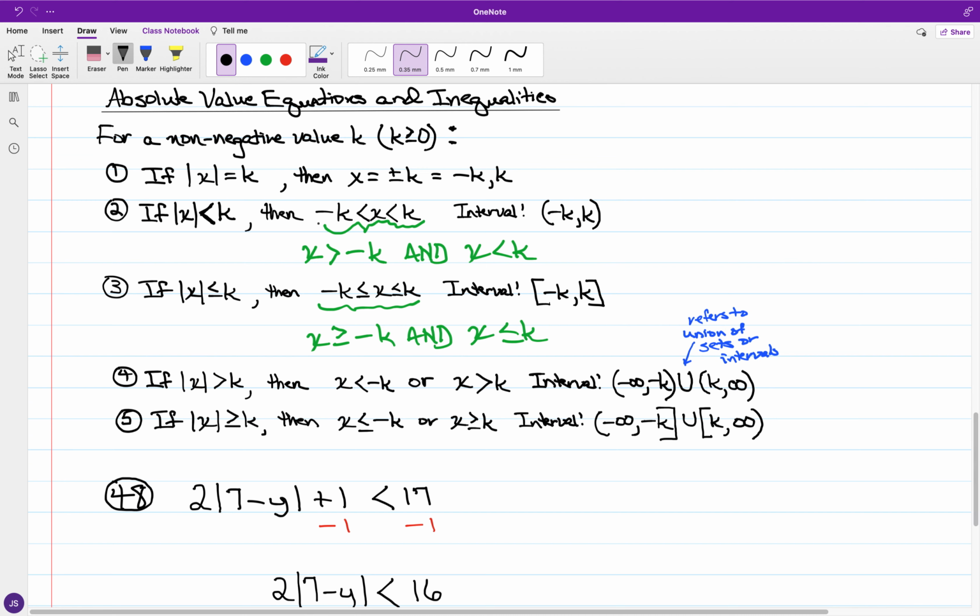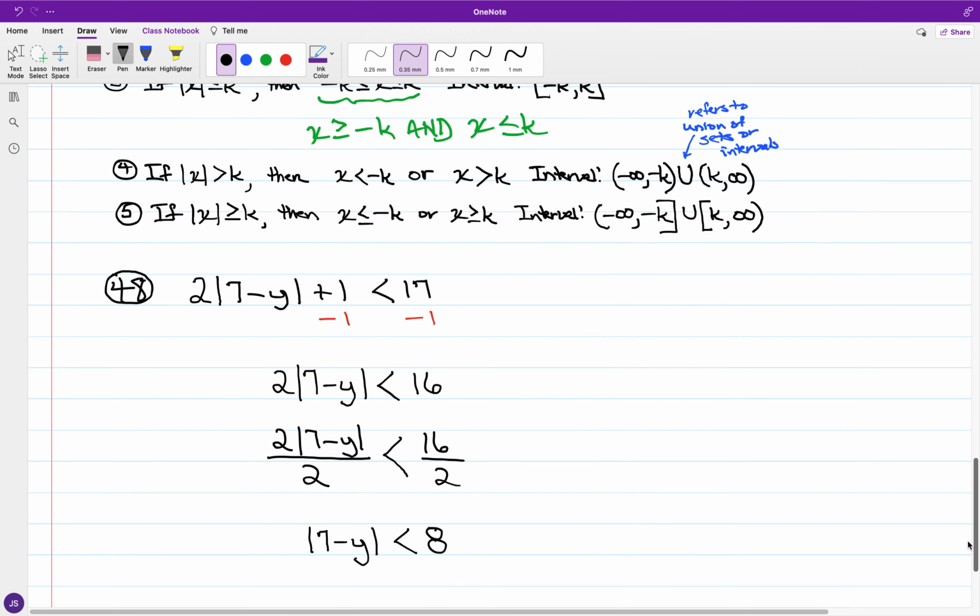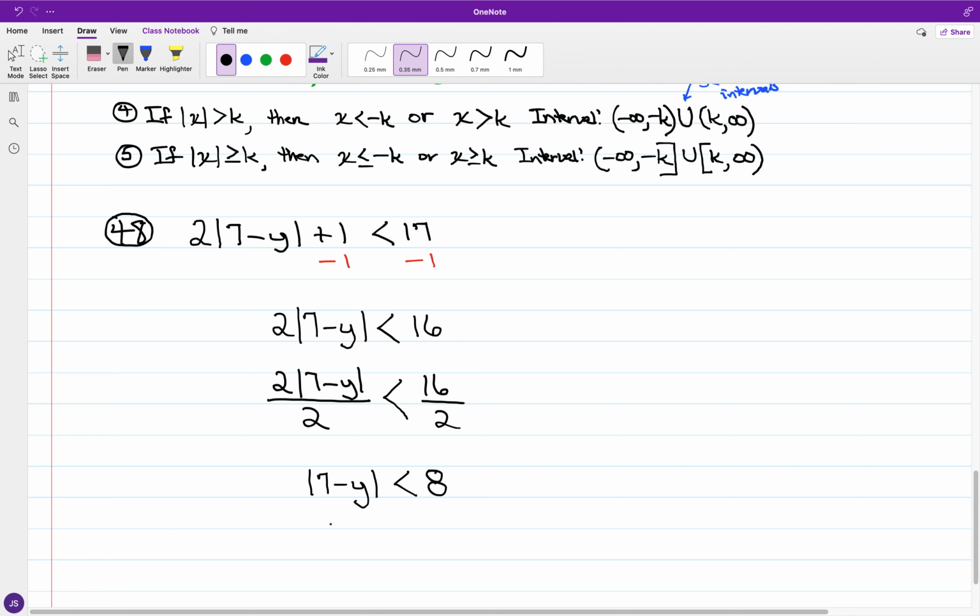Right, and we have rewriting upon removing 7 minus y from the absolute value bars. And we can put this between the numbers that have an absolute value of 8. Okay, so you have between negative 8 and positive 8.